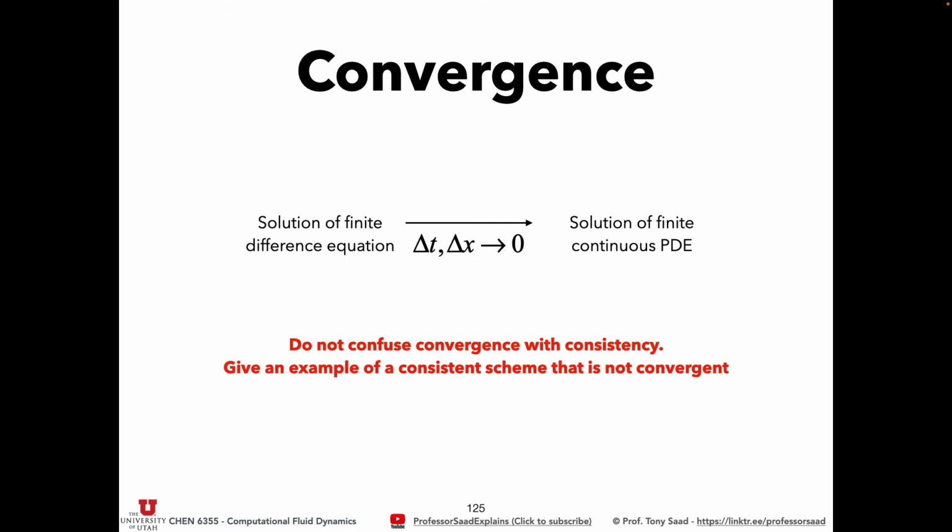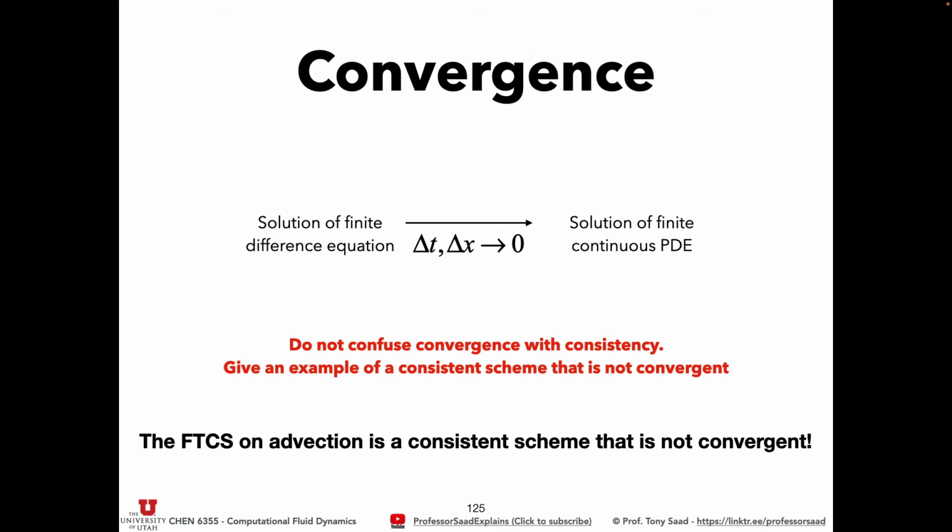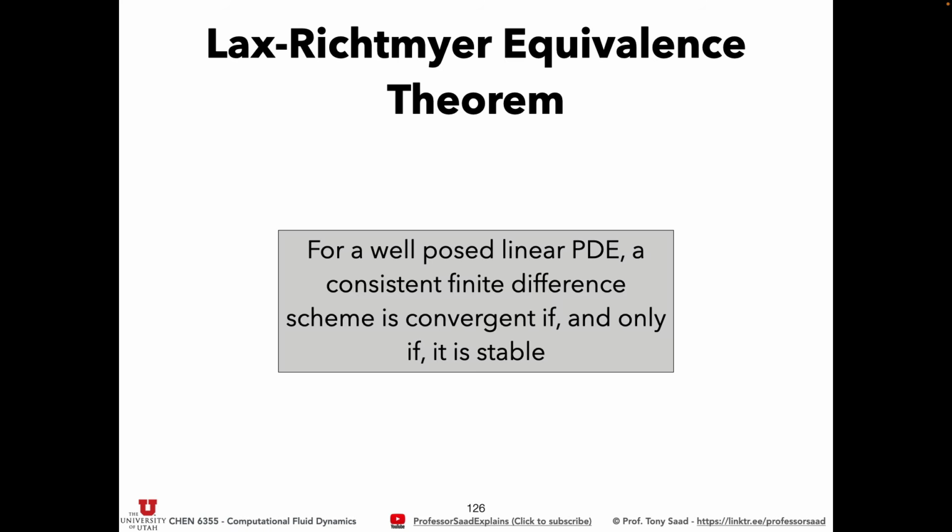Advection. It is consistent. Truncation error goes to 0. But it doesn't converge. It converges to the wrong solution. It converges to a different solution. So they're different. Consistency and convergence are different, and one does not imply the other. Okay? But here's the theorem that ties those three things together. It's called the Lax-Richtmyer equivalence theorem. So these people developed the foundations of this.